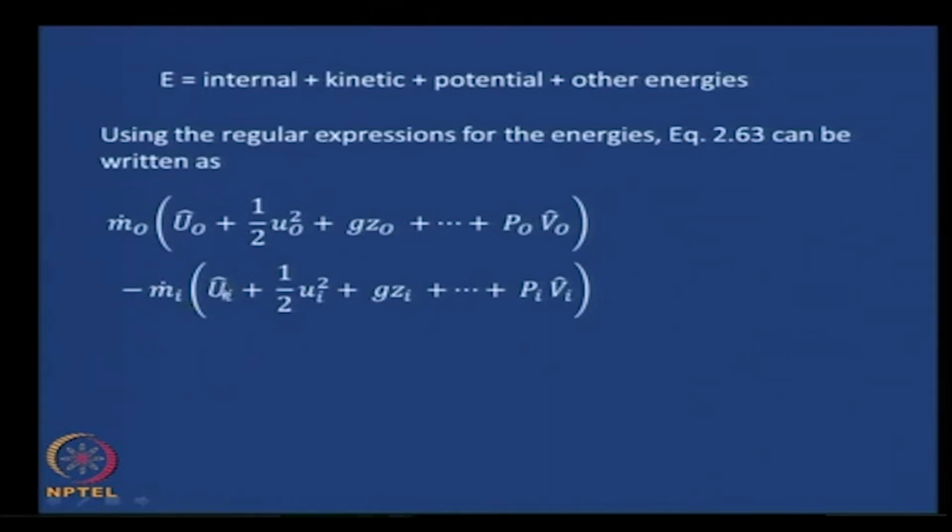Therefore, you need a specific value here: ui hat plus half ui squared, this is the kinetic energy term, plus g z i, the potential energy term for the inlet stream, plus the other terms corresponding to the other energies, plus the PV work term pi vi hat. This equals plus dE of the system/dt equals q dot minus Ws dot.